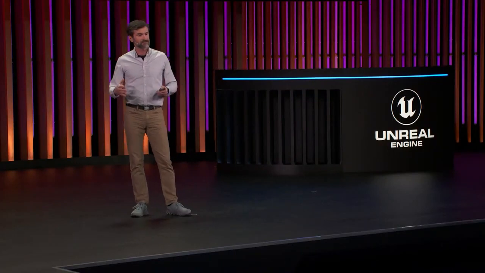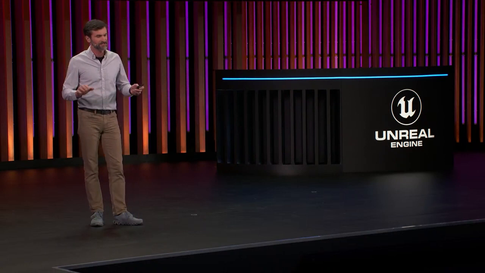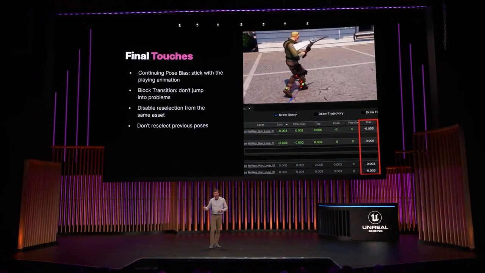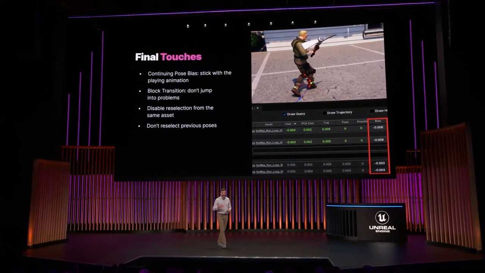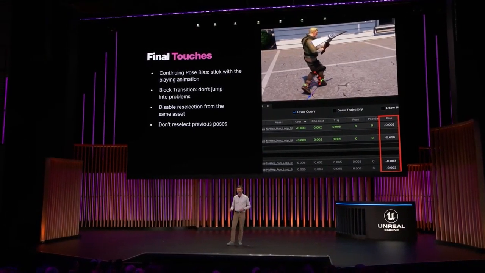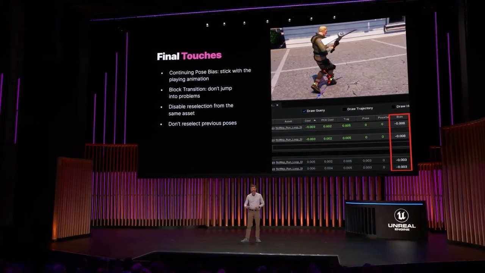We also added block transition notify states to prevent jumping into sections of animations that don't play just right unless played from the start, like drastic turns or jumps, where you would never want to pick a pose after the character has left the ground. For specific assets like looping animation, we disable reselection of poses from the same asset, and we added a ring buffer, keeping track of previously selected poses to avoid repetition of past choices that would make it look less natural. And this is what we ended up with.